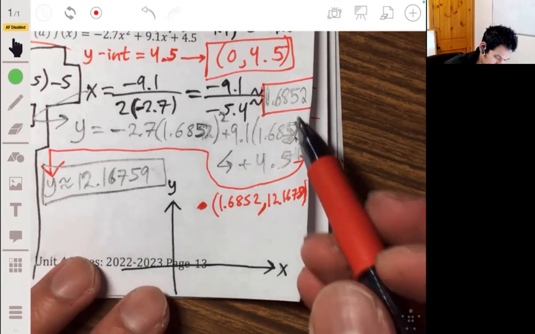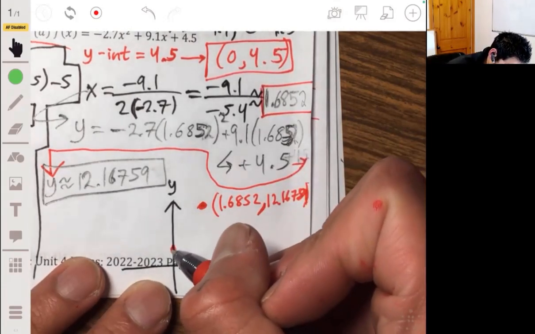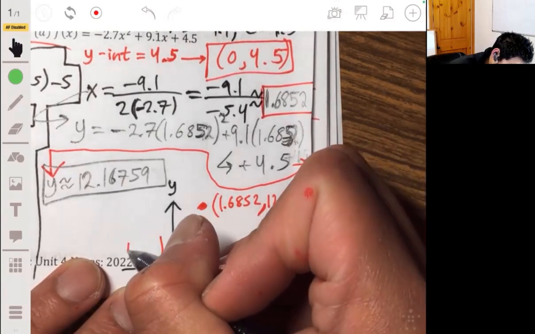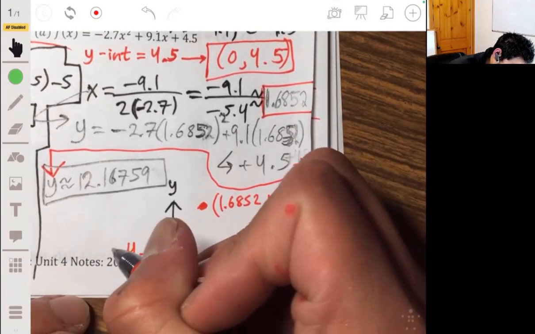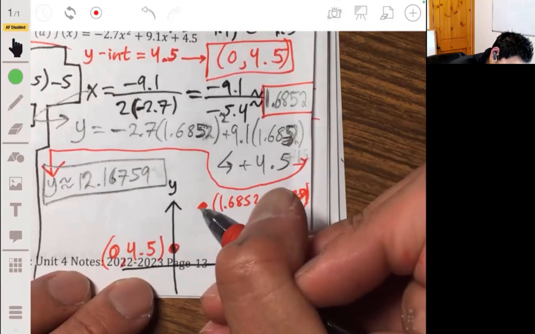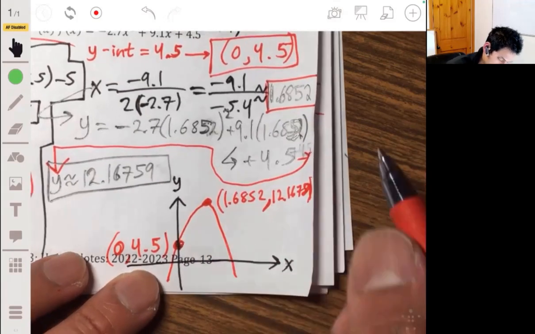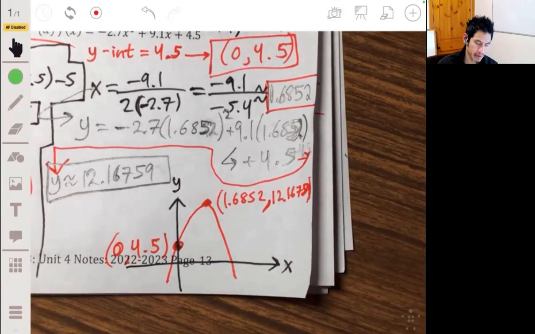And the y-intercept will be at (0, 4.5), so over here. We'll just say we know it's below that. And so it's going to do something like this. Bang. There we go.